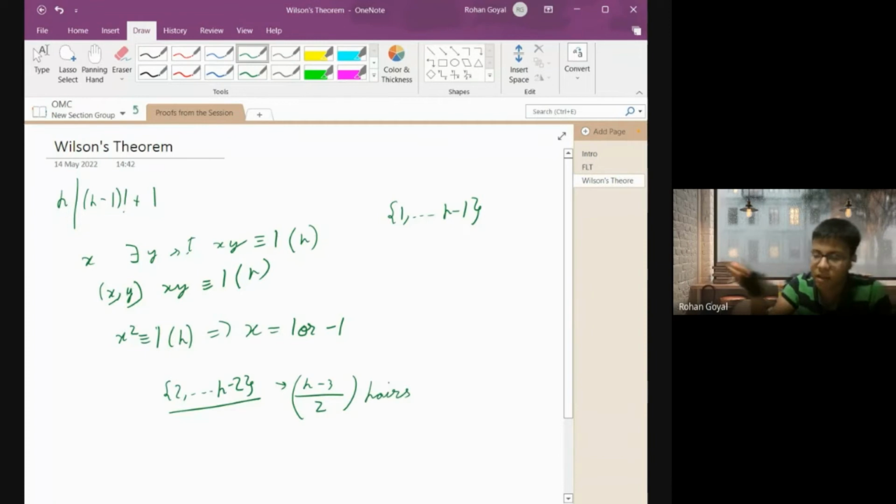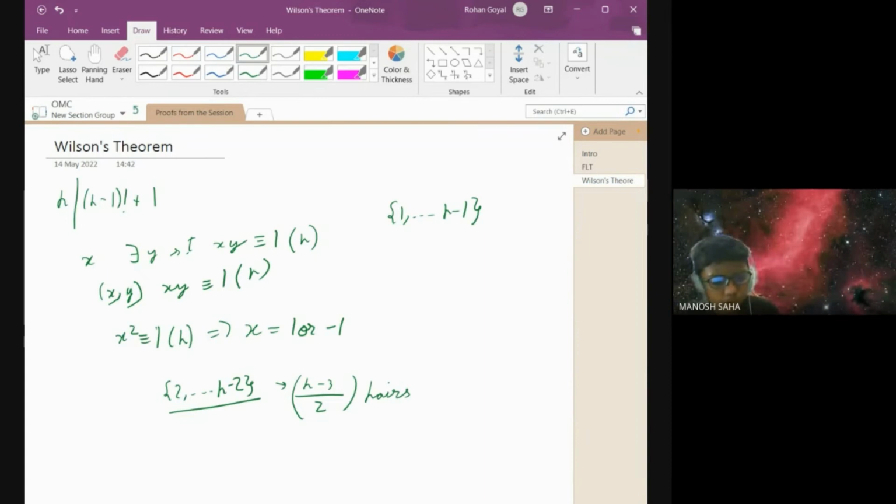But observe that each pair multiplies to 1. If you multiply each x with its inverse from the same set, you get one pair of ones. So what will happen is you take the product of all of these, mod p, the product will be p minus 1 factorial, and the last two, if you multiply them together, you'll get minus 1. So p minus 1 factorial is congruent to minus 1 mod p, which is exactly what the theorem states.